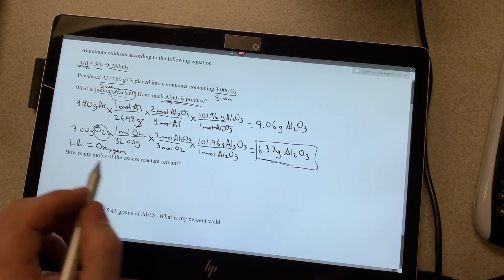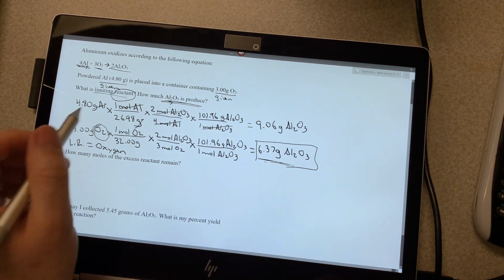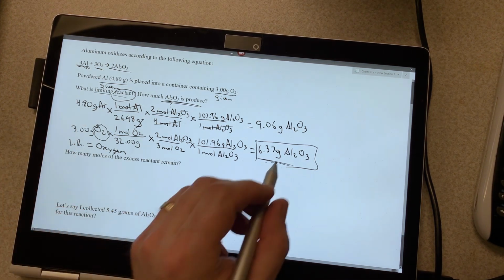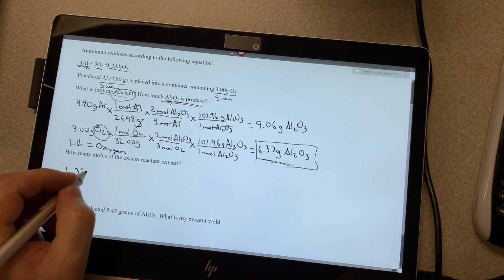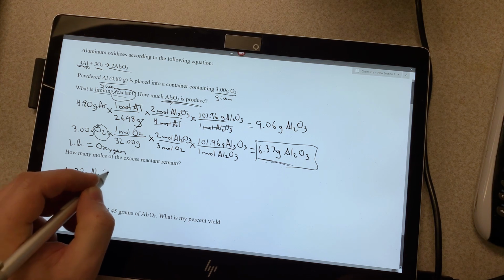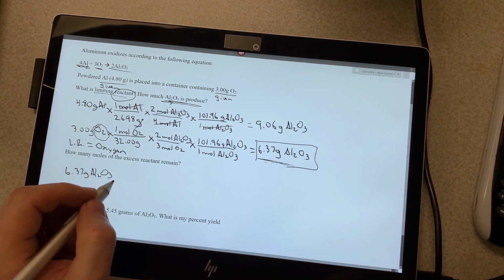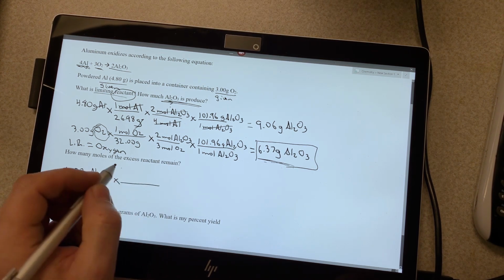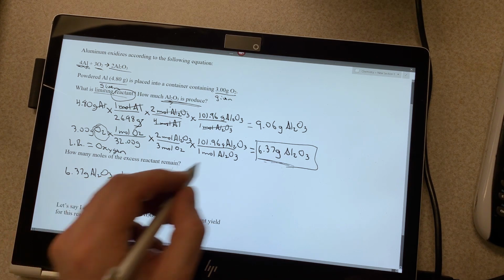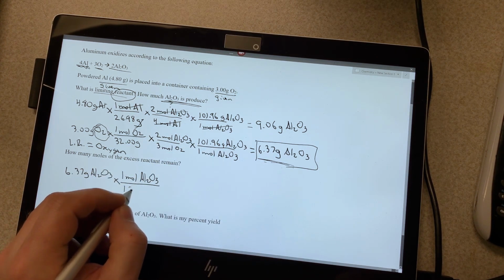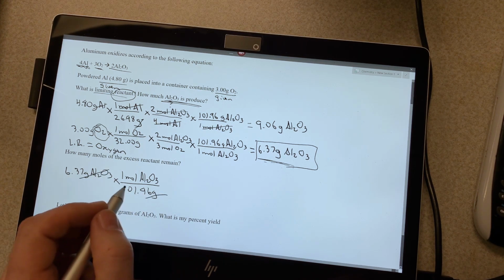Okay? How many moles of the excess reactant remain? Okay, well, I have to figure out how much aluminum I actually use. So I'm going to start with this. I have 6.37 grams of Al2O3 that I made and collected here, right? And so I'm going to then convert this to moles, right? 1 mole of Al2O3. Notice it's kind of the opposite of this, right? I've got 101.96 grams, right? So that these units cancel out.